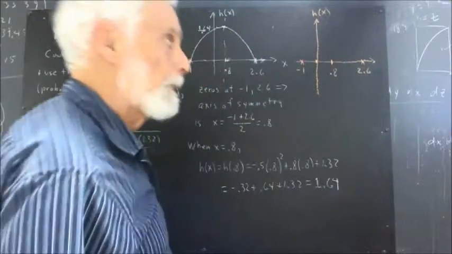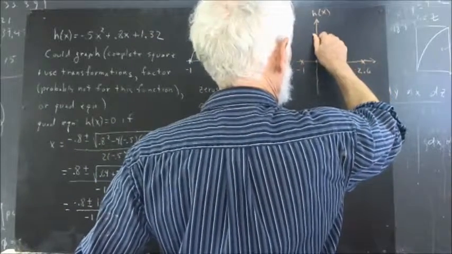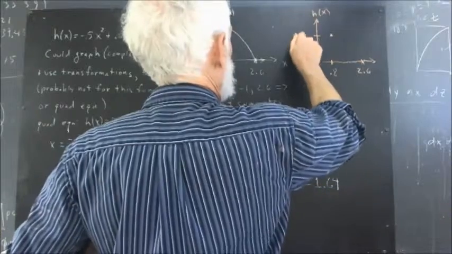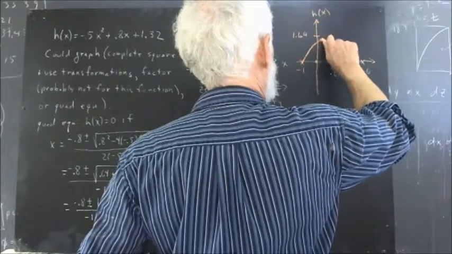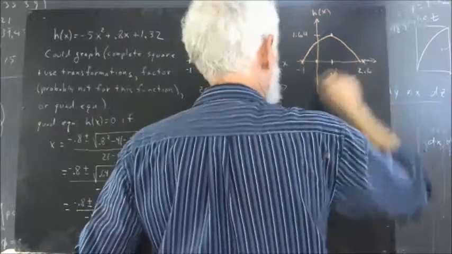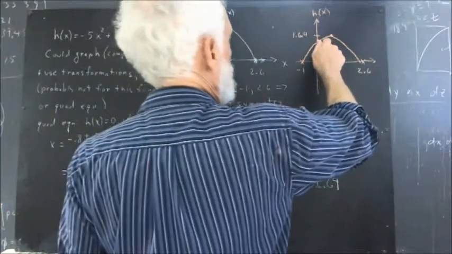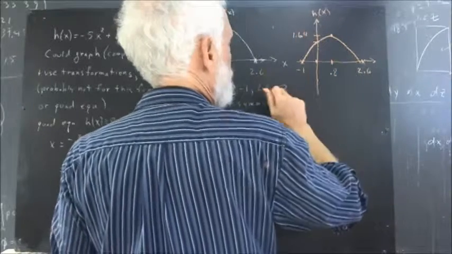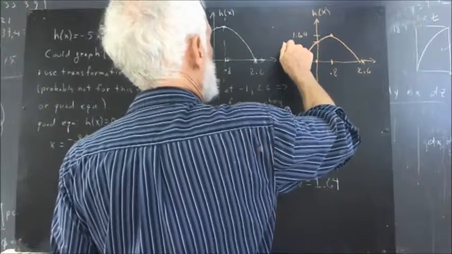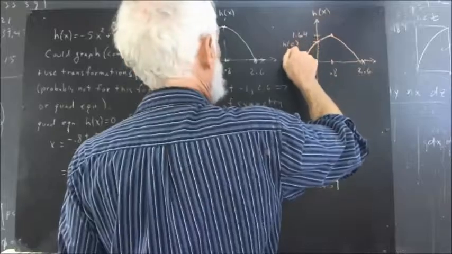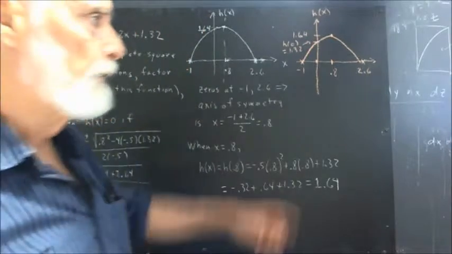Label that h of x. And then I'm going to redraw the parabola. Its maximum is going to occur here, and that height will represent the 1.64. And if I draw a nice parabola, it peaks at this point, comes back down to 2.6. That's not a very well drawn parabola, but we see that this distance here, this is supposed to be 1 because this is 1.32. h of 0 is 1.32. Well, that makes pretty good sense on the scale.